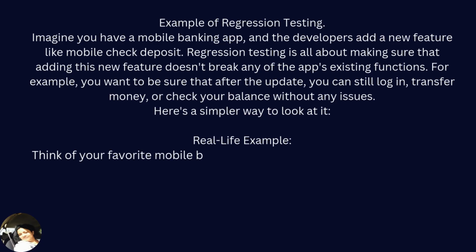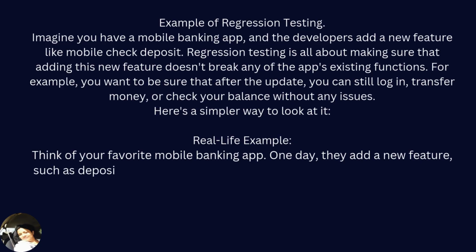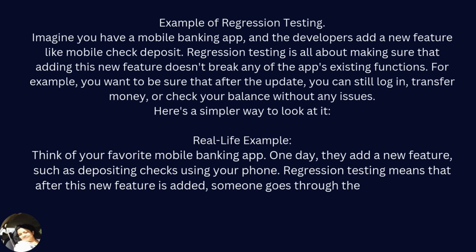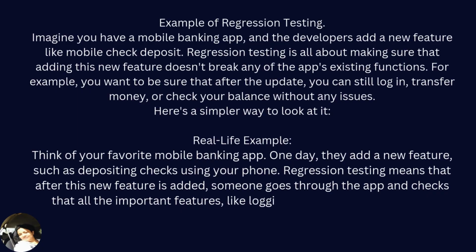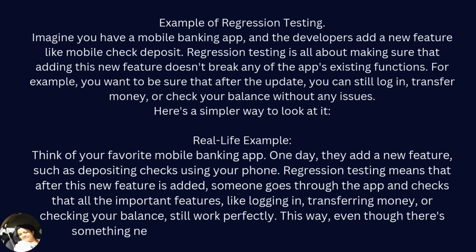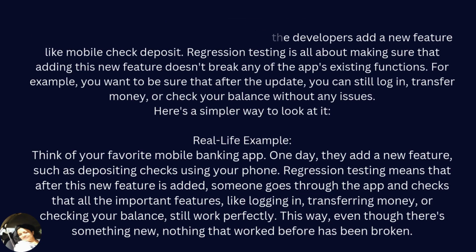Real life example. Think of your favorite mobile banking app. One day they add a new feature such as depositing checks using your phone. Regression testing means that after this new feature is added, someone goes through the app and checks that all the important features like logging in, transferring money, or checking your balance still work perfectly. This way, even though there is something new, nothing that worked before has been broken.